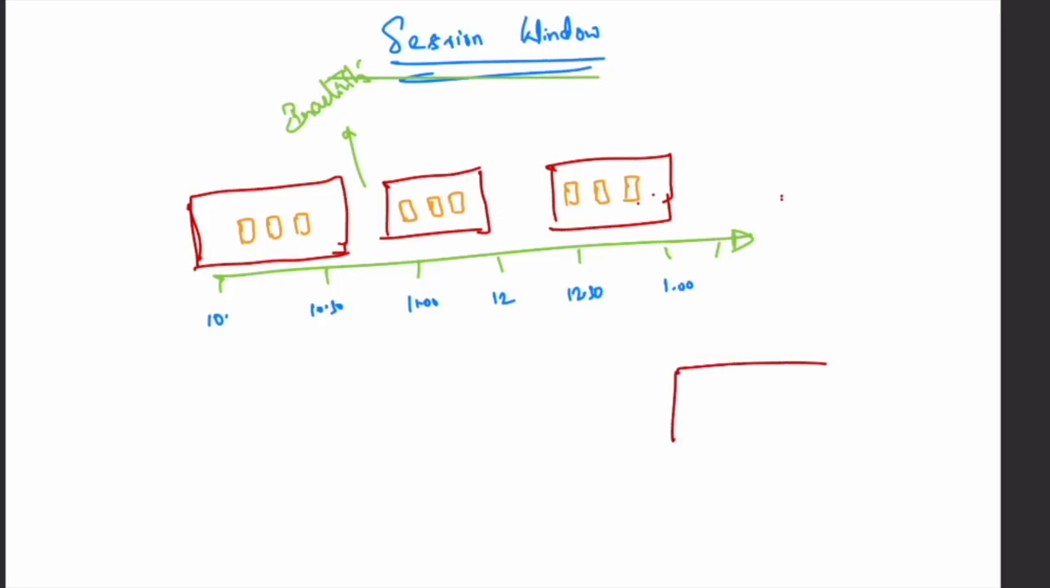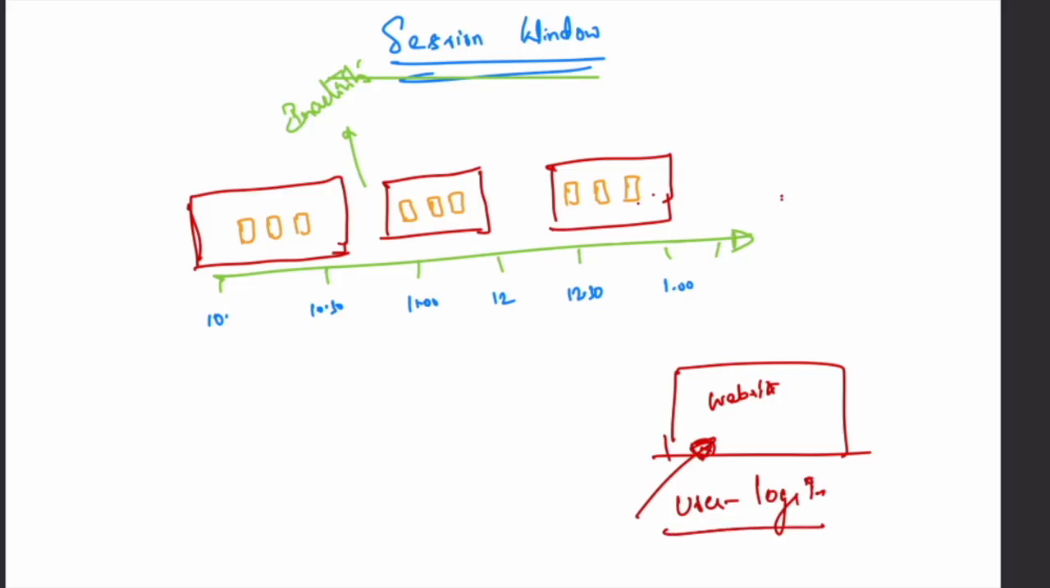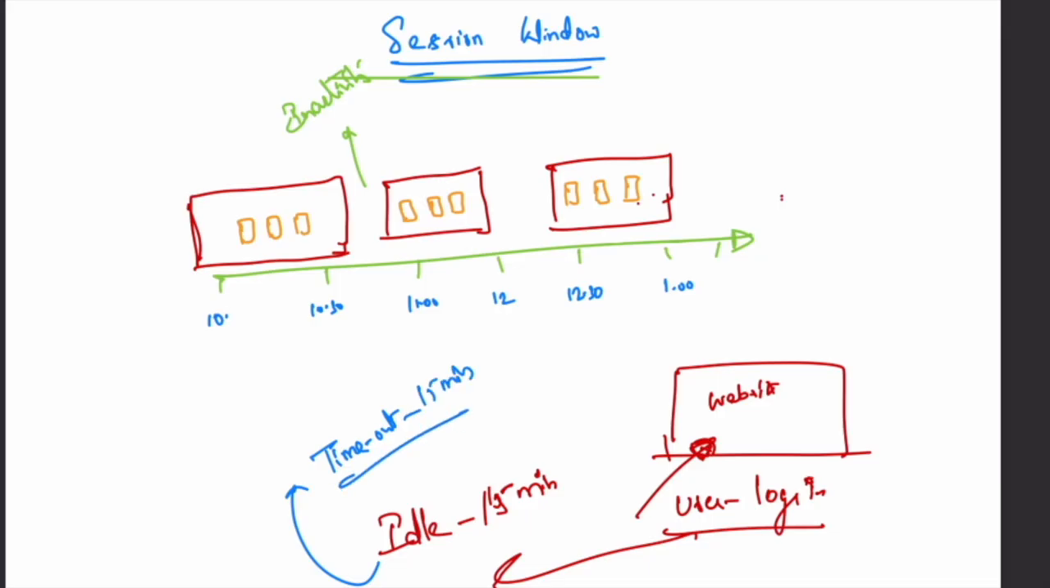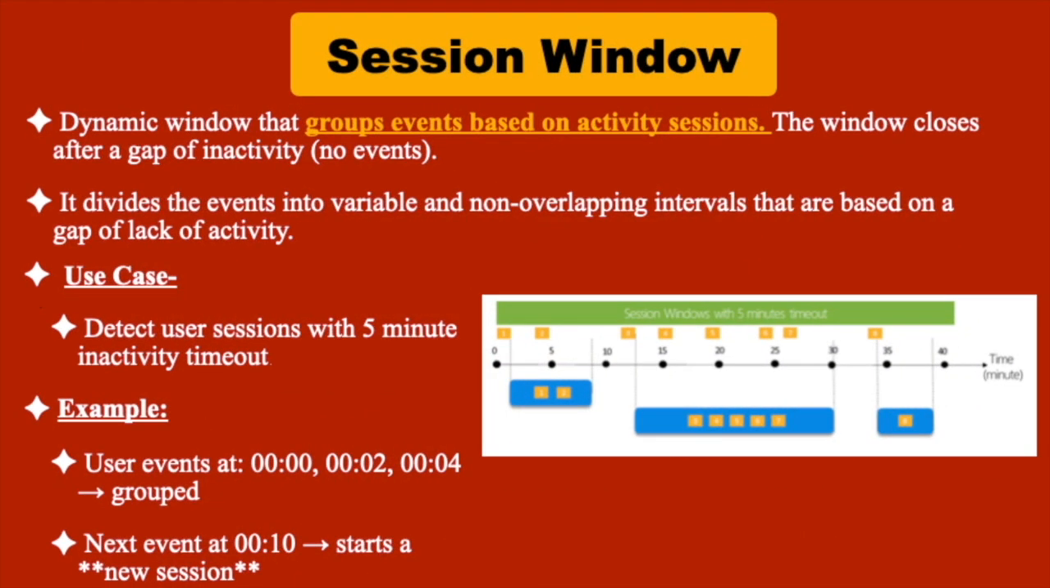One example could be your website and a user logs in, those events will be captured, but the user is idle for 15 minutes, let's say. Now, if you give a timeout of 15 minutes, the session will be closed, and whenever the user again becomes active, the session will be active and the events will be captured. This is called a session window, where the events are grouped based on activity sessions. The window closes after a gap of inactivity. It divides the events into variable and non-overlapping intervals that are based on a gap of lack of activity.